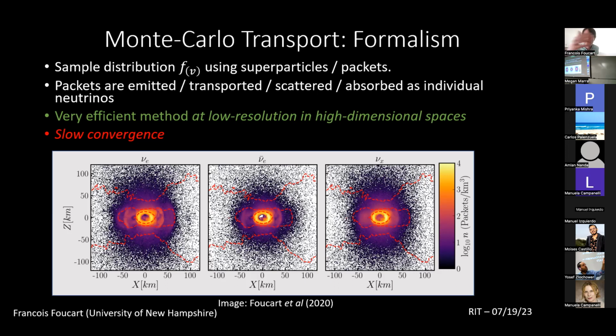And to show you how efficiently Monte Carlo distributes resources, I'm showing you here a vertical slice through a neutron star merger remnant, where you can see the number density of packets. The red curve shows you density contour, so you have the neutron star at the center here. And you can see that most of your packets on this log scale are right on the surface of the neutron star or in the surrounding accretion disk, which is exactly where neutrino matter interactions matter the most.